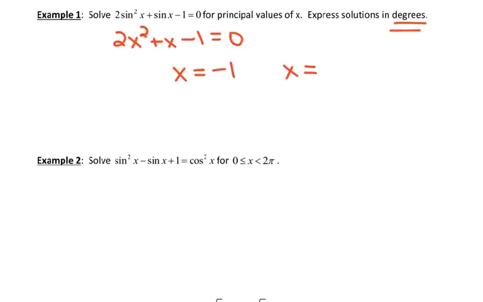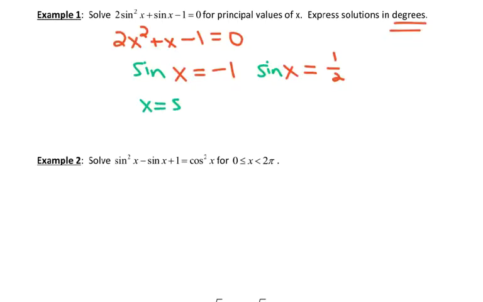All right, so now I'm going to go back here. My solutions are -1 and 1/2. Except I'm not really solving this quadratic. I'm really solving a quadratic that has a trig function in it. All I have to do to account for it is stick the sine in front. So I'm really solving sine x equals -1 and sine x equals 1/2.